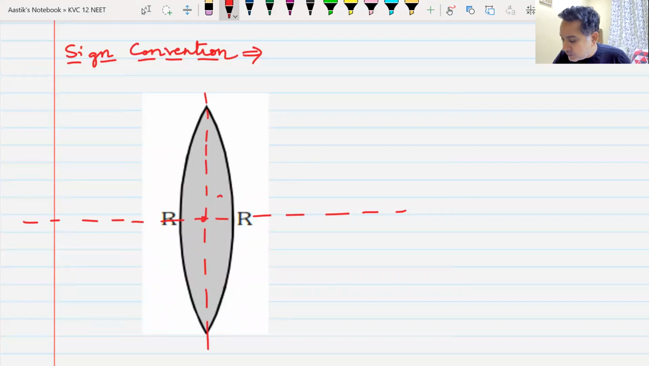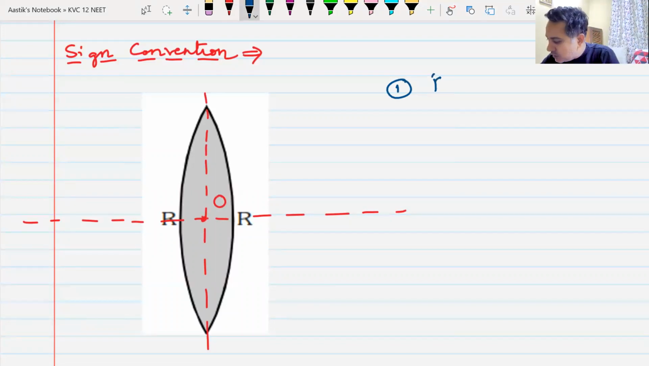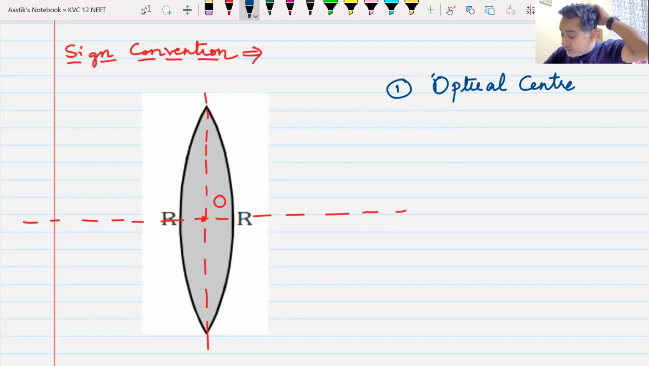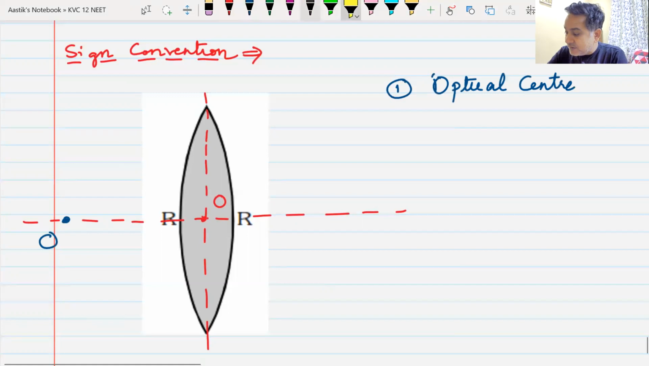So, what is the first thing that you must remember about sign convention? All distances are measured from the pole. Here, there is no pole, so optical center. All distances will be measured from the optical center. Now, my dear friends, if the object is here, rays will be coming in this direction. Which direction is taken as positive?